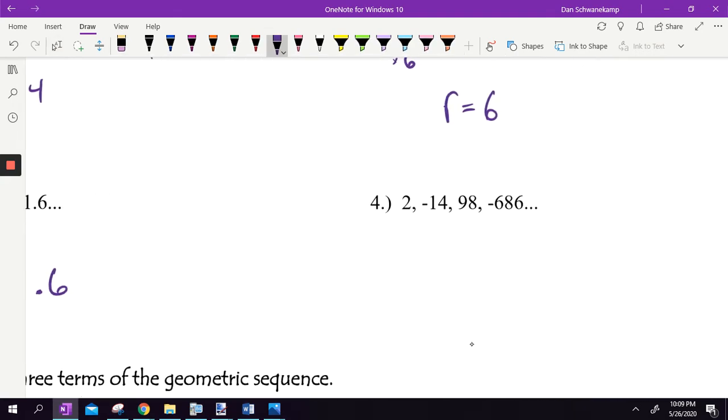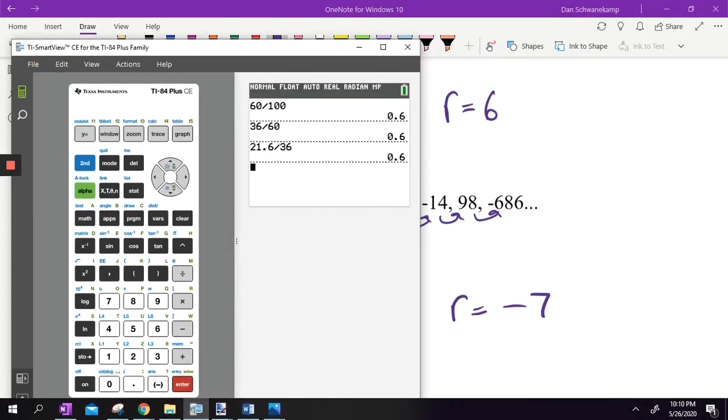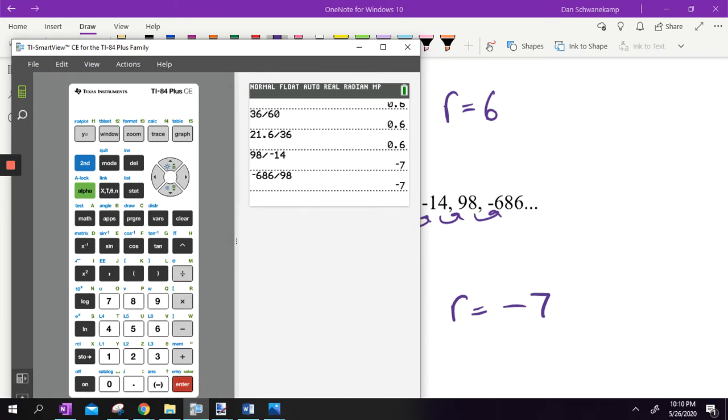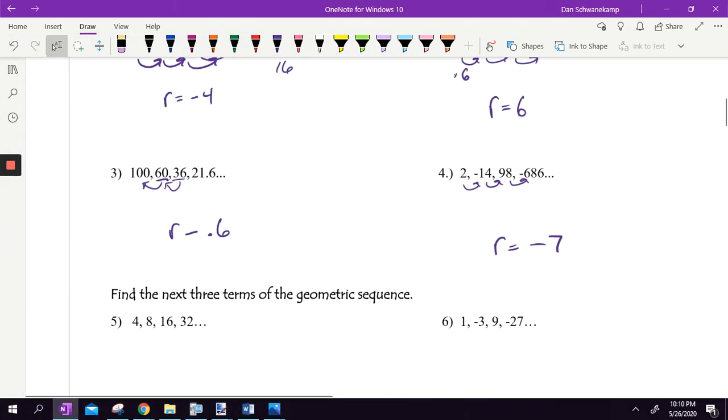2, -14, 98, -686. I'm guessing my ratio is negative because I'm going back and forth between positive and negative. 2 times what gets me -14? Well, that would be -7. But just to make sure, I'm going to take 98 divided by -14. Yep, -7. Or -686 divided by 98. Yep, -7. We're good there. So we divided by the same thing before each one. We're good to go.